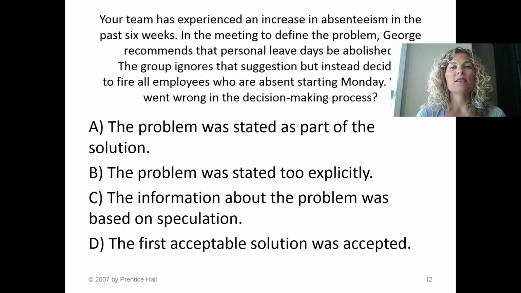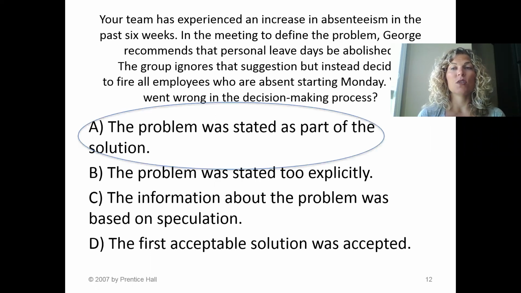Your team has experienced an increase in absenteeism in the past 6 weeks. In the meeting to define the problem, George recommends that personal leave days be abolished. The group ignores that suggestion, but instead decides to fire all employees who are absent starting Monday. What went wrong in the decision-making process? A, the problem was stated as part of the solution. B, the problem was stated too explicitly. C, the information about the problem was based on speculation. Or D, the first acceptable solution was accepted.